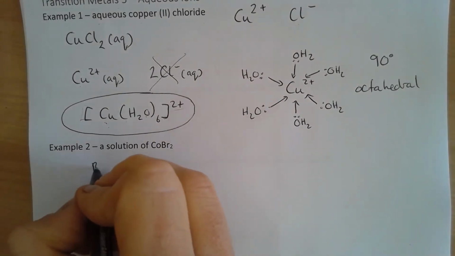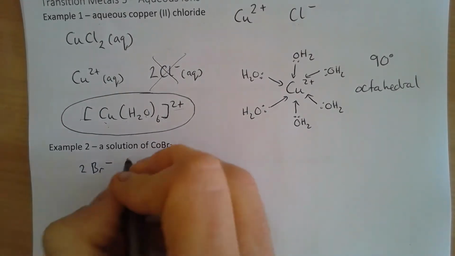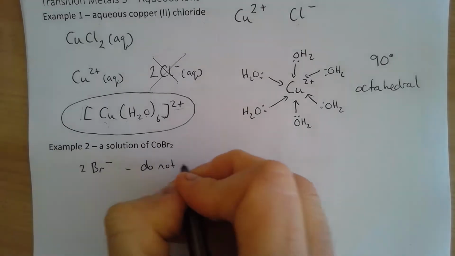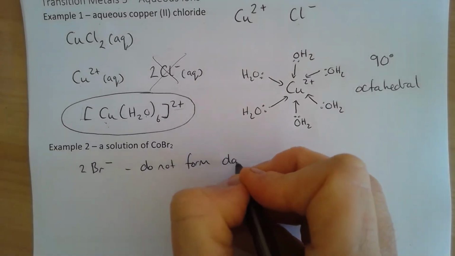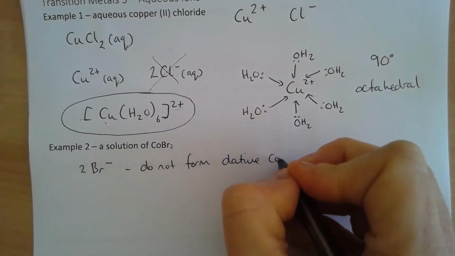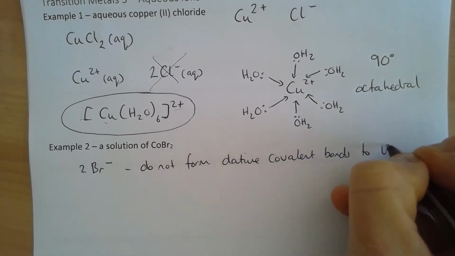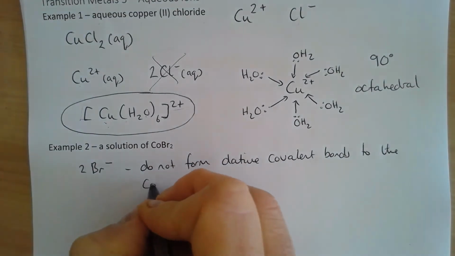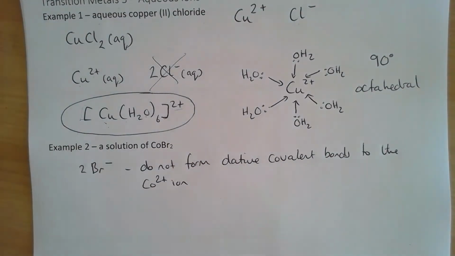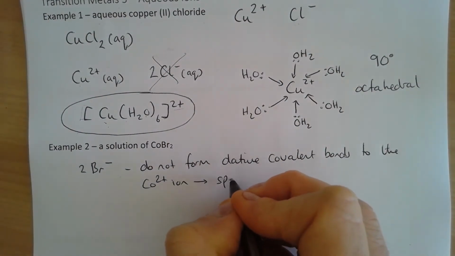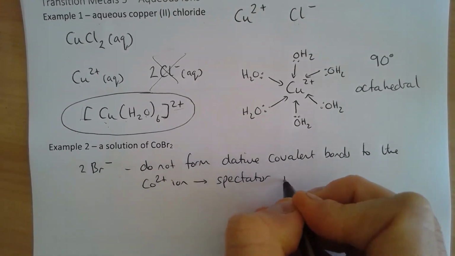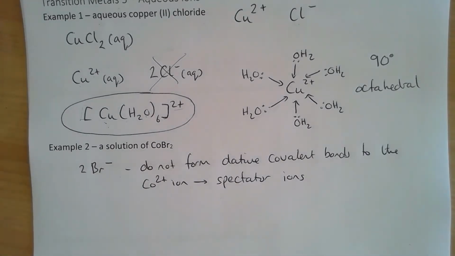Remember that the Br- ions, there are 2 Br- ions, these do not form dative covalent bonds to the cobalt 2+ ion. We can think of them for the most part as spectator ions, they will be hydrated, there is no dative covalent or coordinate bonding taking place.